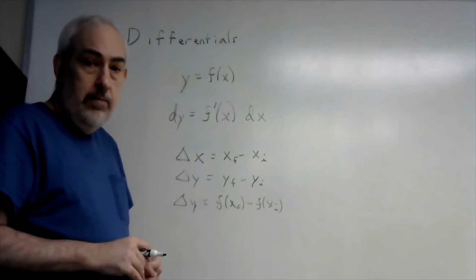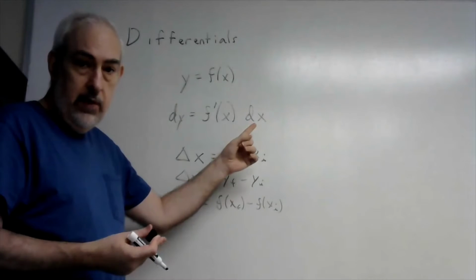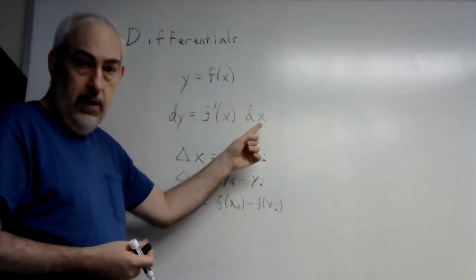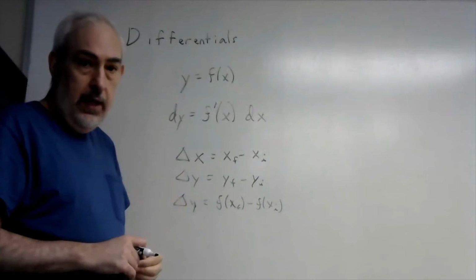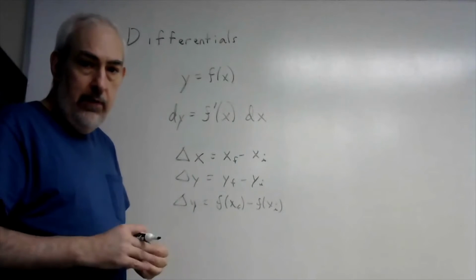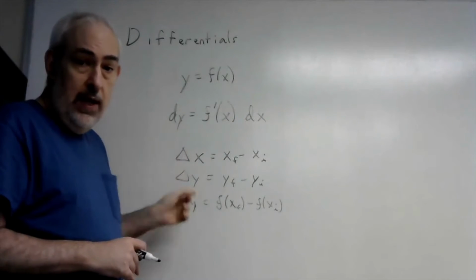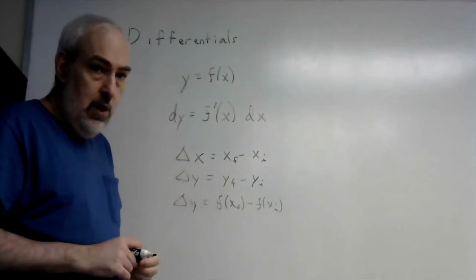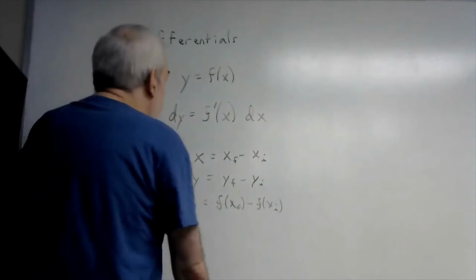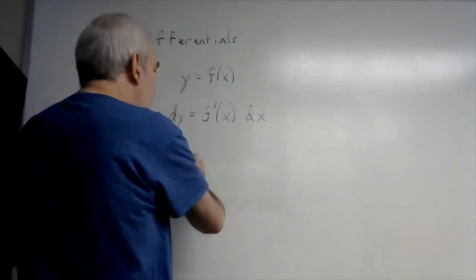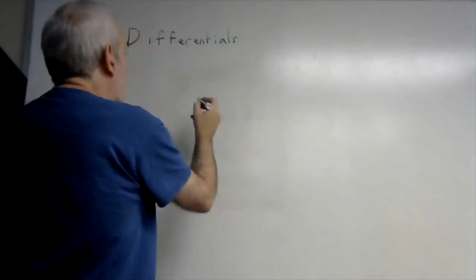In fact, we're just going to define dx, which is the change in the independent variable. x is your independent variable. dx is just going to be defined to be exactly equal to delta x. And that brings us to the question: dx is exactly delta x, but is dy exactly delta y? The answer is no. It's going to be close to delta y, which is why we're going to be able to use differentials to approximate things. So let me show you with a graph.